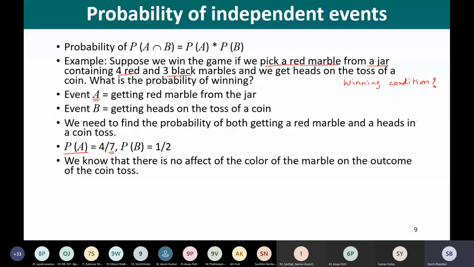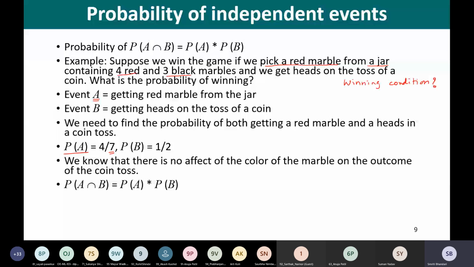So if we want to find the probability of winning, what do we need to do? We know that the color of the marble has no effect on the outcome of the coin toss. The first event is picking a marble from the jar, and whatever color I pick has nothing to do with the coin toss. So these two are independent events.